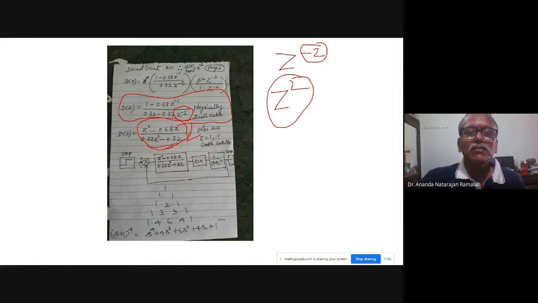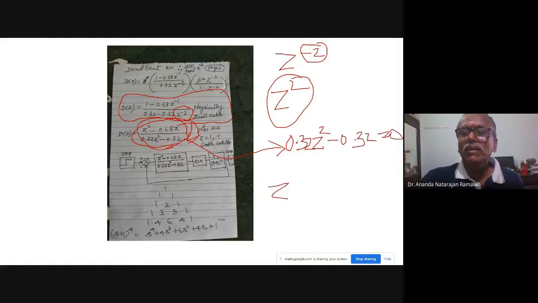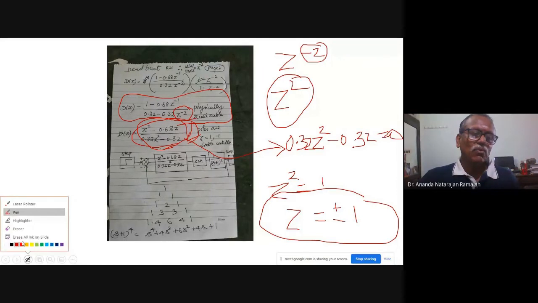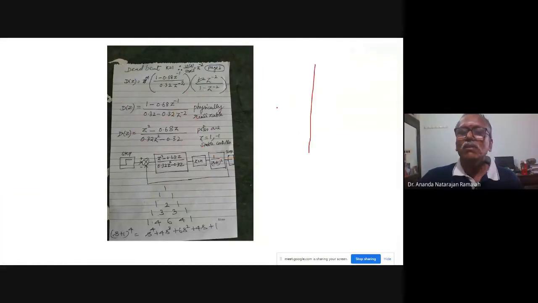So once it becomes positive powers, you have to check the poles of that. If you check the poles, what is the denominator polynomial? 0.32 z square minus 0.32 equal to 0. So z square equal to 1. Therefore, z equal to plus or minus 1. So it is on the unit circle. Therefore, the controller is a stable controller.